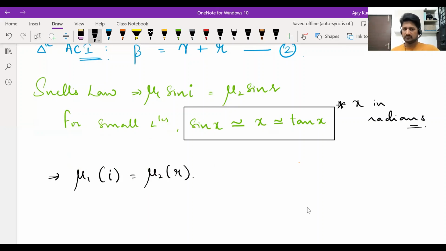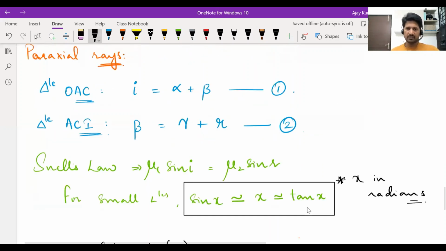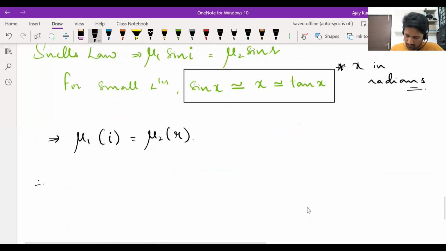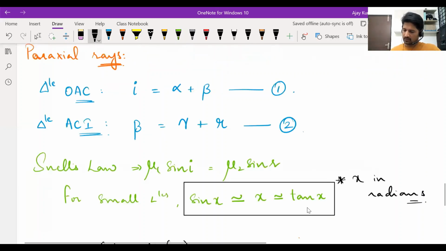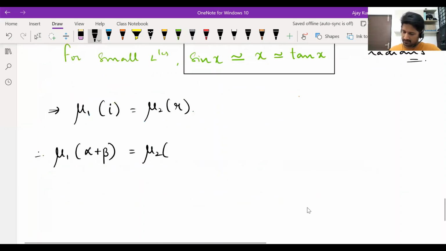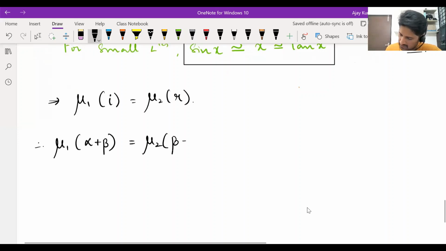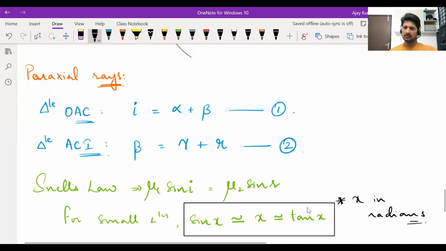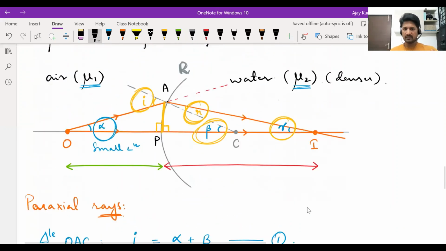We can write it like this. Now from the first equation, i is alpha plus beta. Therefore, mu1 into (alpha plus beta) is equal to mu2 into, from the second equation, r is beta minus gamma. So beta minus gamma. Okay, now we got a relation between alpha, beta and gamma. If you can relate alpha, beta, gamma, you can relate the sides OP, PC and PI.